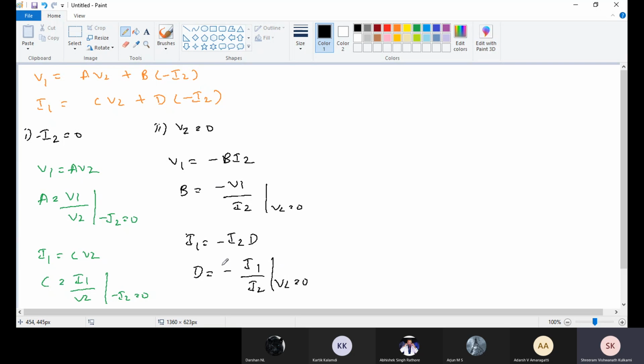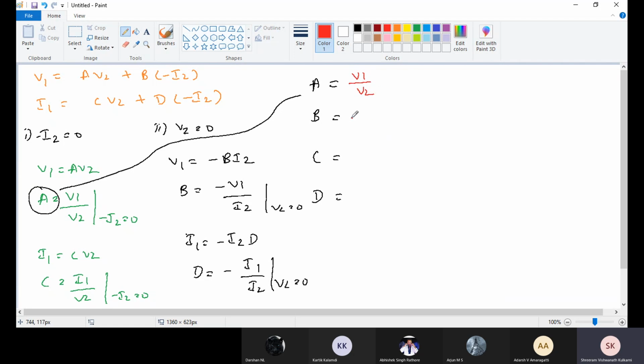Okay, now see here, we have calculated A, B, C, D. Here this A is reverse voltage gain. Otherwise I'll write A equal to, B equal to, C equal to, D equal to. This A is V1 by V2, B is minus V1 by I2, C is I1 by V2, D is minus I1 by I2. When this is V2 equal to 0, this is I2 equal to 0.